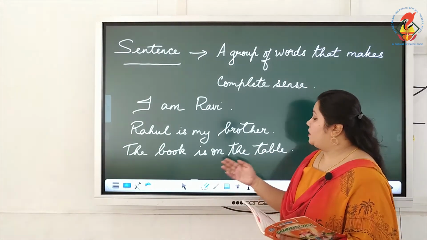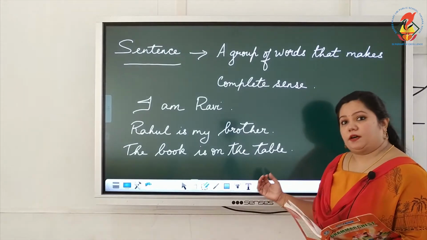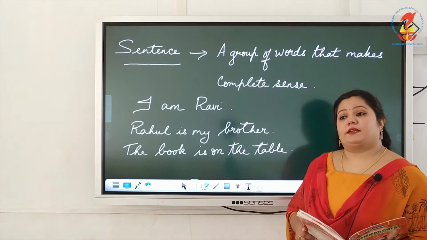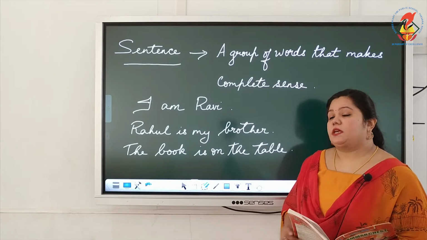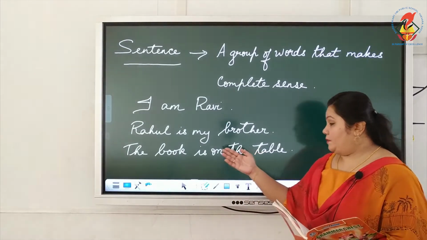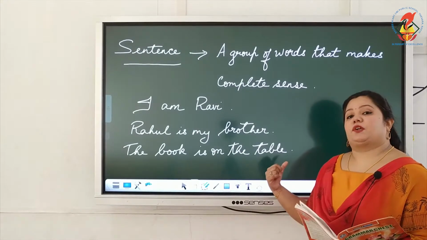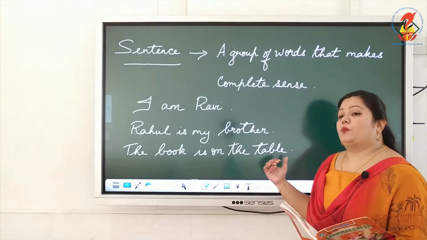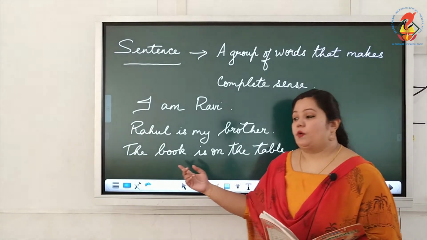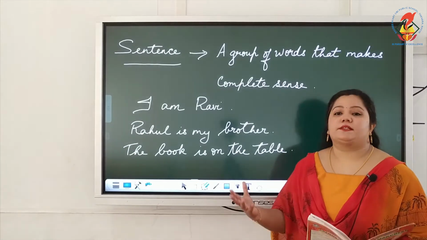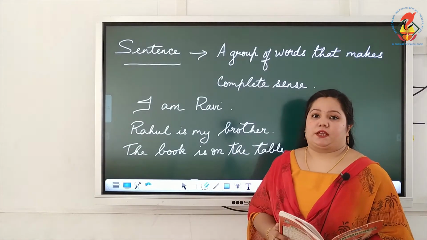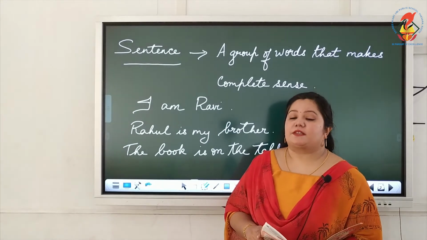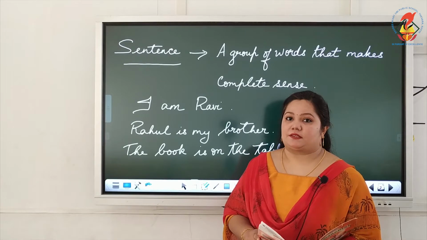Similarly, the book is on the table. The third sentence is about a book, and it says where the book is kept. It tells you about the position of the book. Again, the words are placed in such a way that once somebody tells you this, you can understand what it is. So, sentences are a group of words that make complete sense.